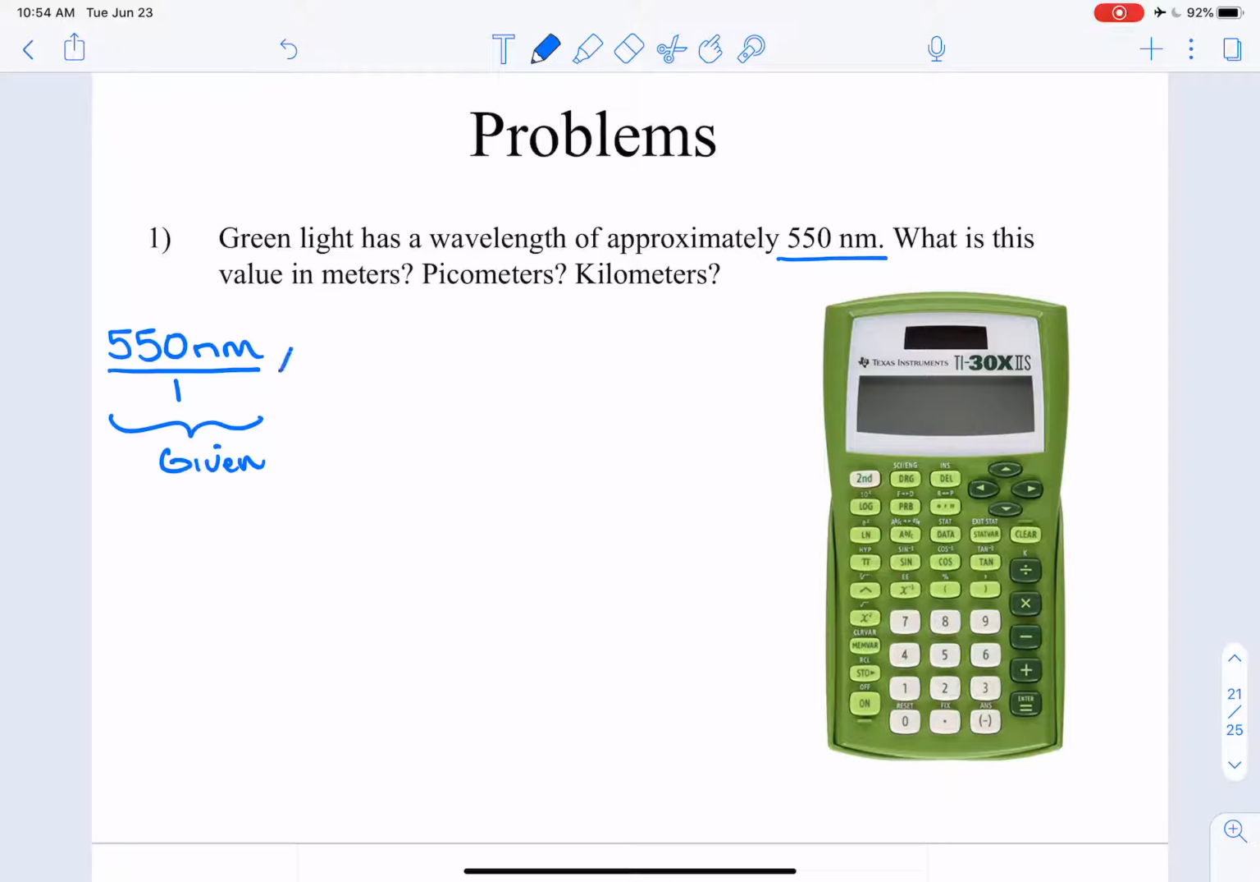And now we want to get away from nanometers and we want to get to meters. So in order to get rid of nanometers, we're going to want to put it in the denominator here, because that means we're going to have nanometers in the numerator and nanometers in the denominator, and nanometers divided by nanometers is what? It's 1. So we're just multiplying by 1 in order to get from one unit to another unit. Okay, so we're going to want to put meters on the top because that's where we're going. And this right here, my friends, is a conversion factor.